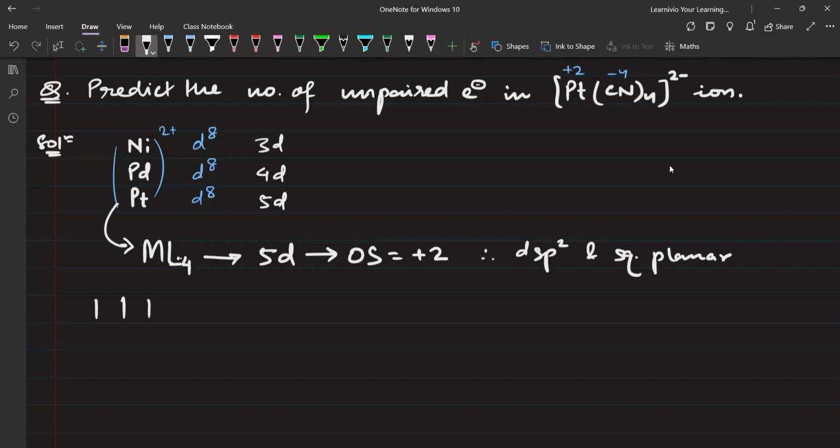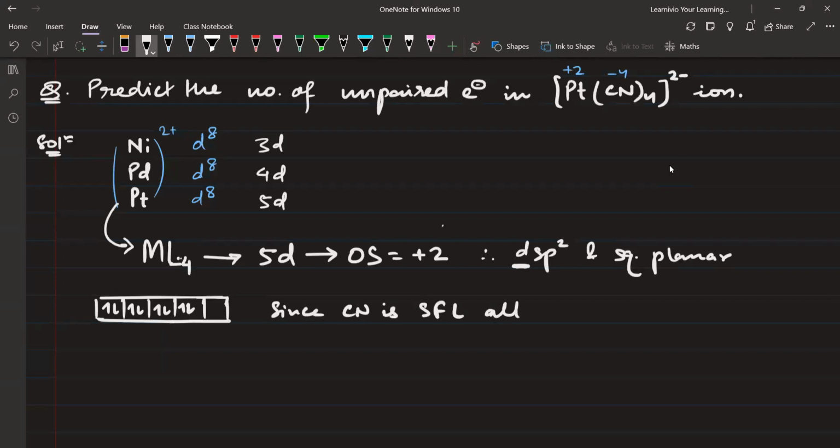अब यहाँ पे अगर हम देखें 1, 2, 3, 4, fine. In this, we have 5d8. And by the way, it is going to be strong field ligand. Therefore, what is going to happen? Square planar. And then, strong field ligand, if we need 1d, 1d कहाँ से आएगा? 1, 2, 3, 4, 5, 6, 7, 8. The 8 electrons are going to be paired. Right? They write, since CN is strong field ligand, all d8 electrons will be paired.